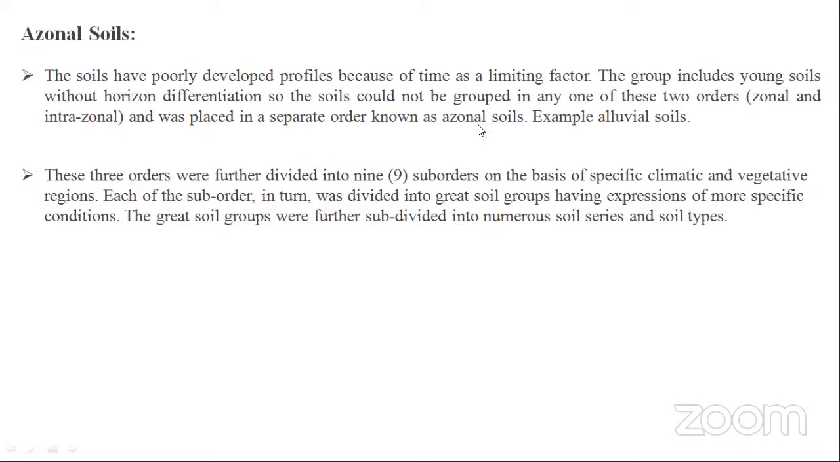In the 9 suborders, they look at the specific climatic conditions in the azonal and zonal concept, and at the profile condition, etc. In suborders, they see the climatic conditions. In great soil groups, they go deeper, to very specific soils. Great soil groups are again subdivided into numerous soil series and soil types. The classification hierarchy in the zonality soil approach goes like this.